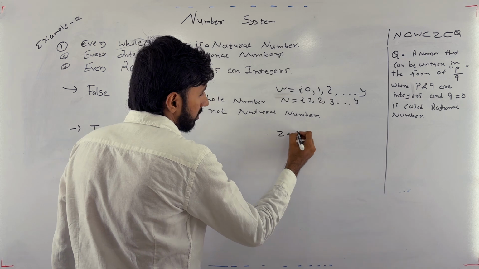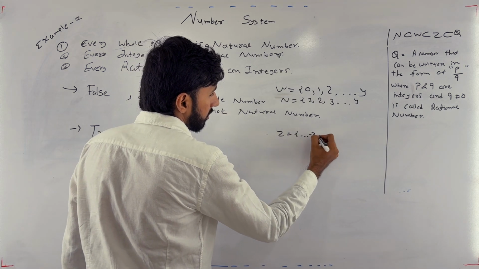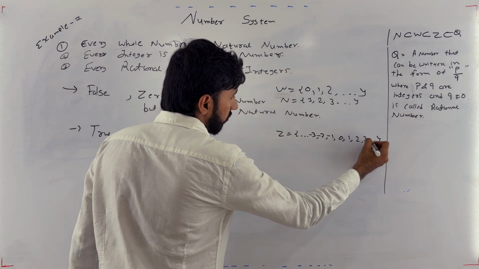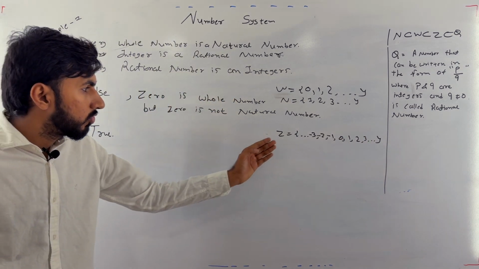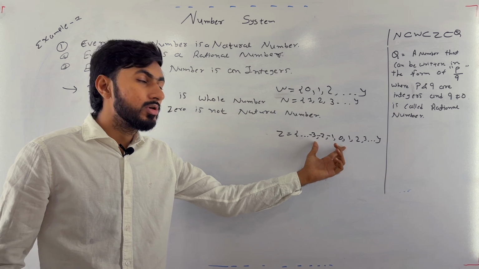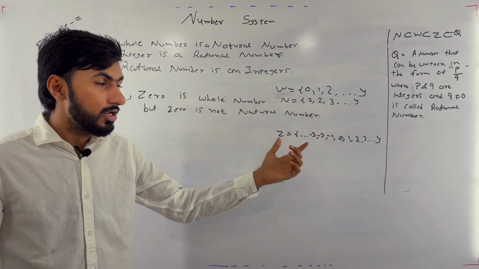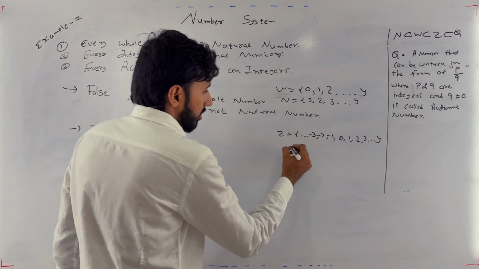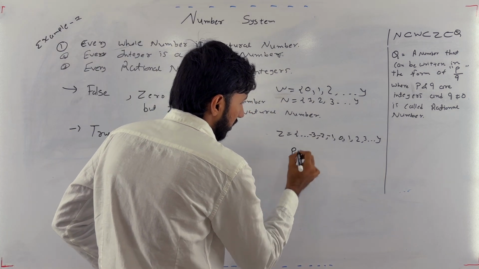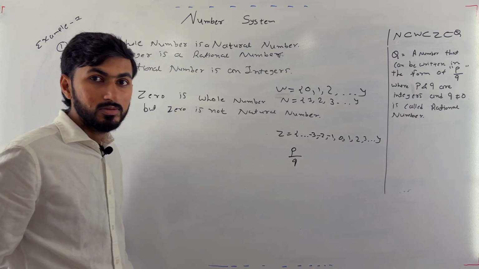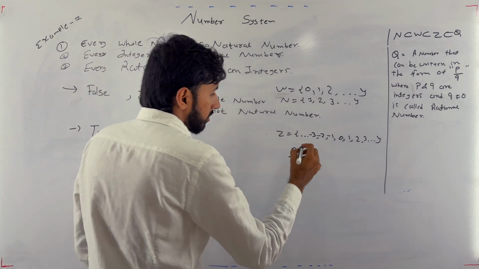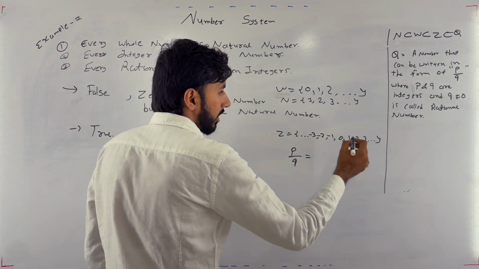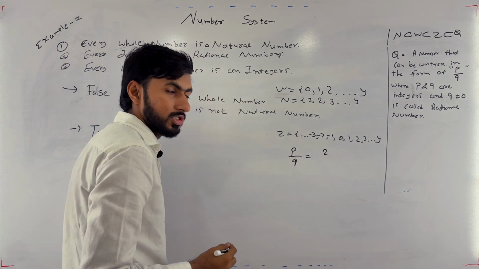Let me write integers here: -3, -2, -1, 0, 1, 2, 3 up to infinity. Now to prove that all these numbers come under rational numbers, I have to mention them in the form of p by q, right? What I have to do is mention all these numbers in the form of p by q. So let me do this. Let me take any number from this. Like, I will pick some positive number.